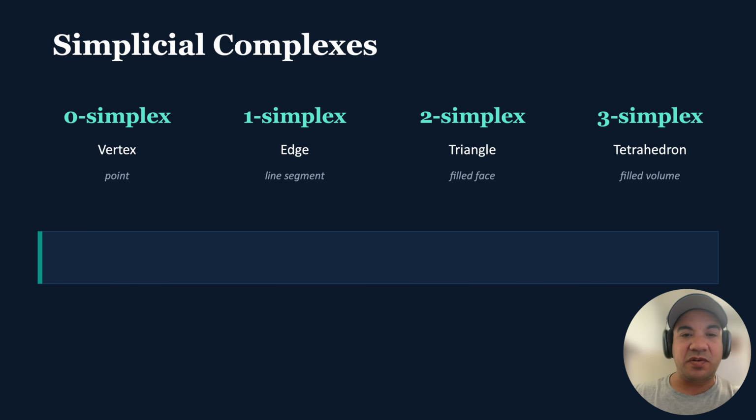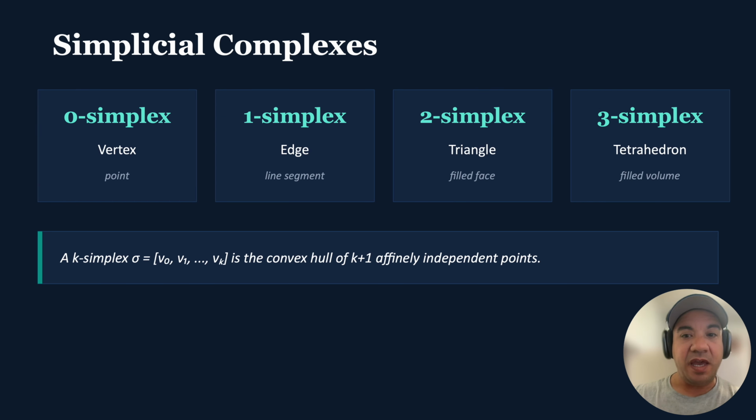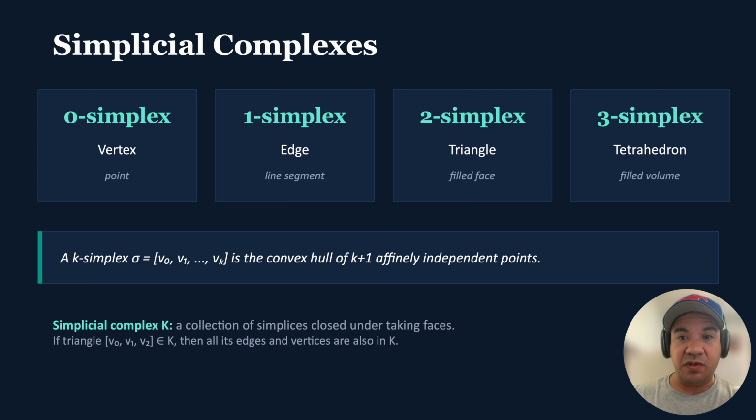We start with the combinatorial scaffolding, the simplicial complex. A k-simplex is the convex hull of k plus 1 points. So, a zero-simplex is just a vertex, a point. A one-simplex is an edge, a line segment between 2 points. A two-simplex is a filled triangle, 3 points, and everything inside. A three-simplex is a filled tetrahedron.